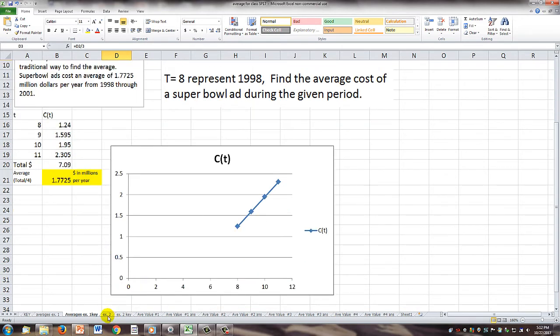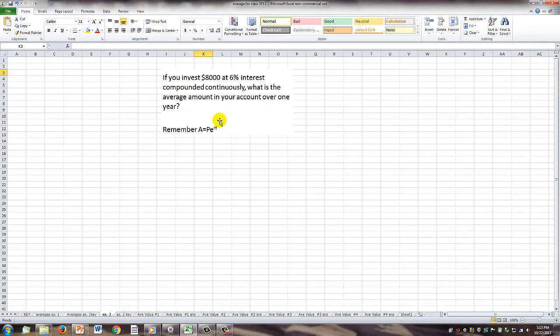And let's look at another example. This one says if you invest $8,000 at 6% interest compounded continuously, what is the average amount in your account over 1 year? And so this is the formula that we're going to use, A equals P e to the rt.